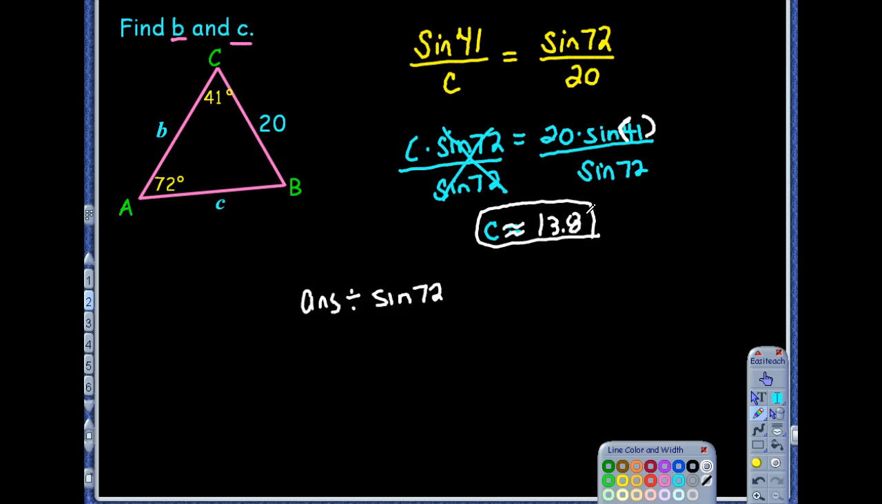Now to talk about side B, I know that I'm going to need to talk about the angle that's across from that also. Anytime you're finding a side using the law of sines, you have to know the angle it's across. So can we find that angle? Well, sure, because all of the angle measures of a triangle should add up to 180. So 180 minus the 72 minus the 41 should give us 67.